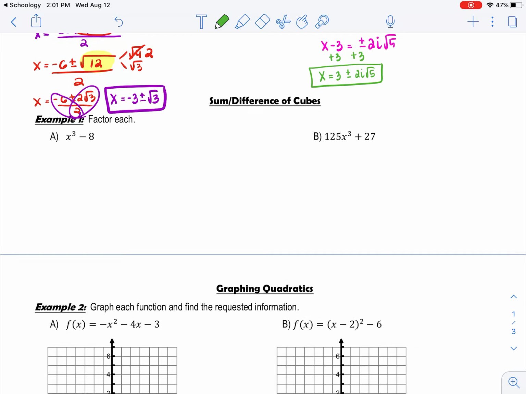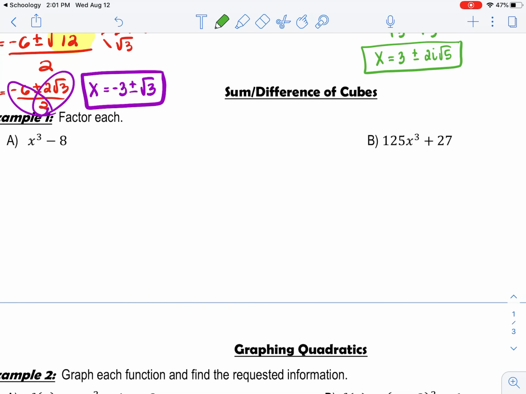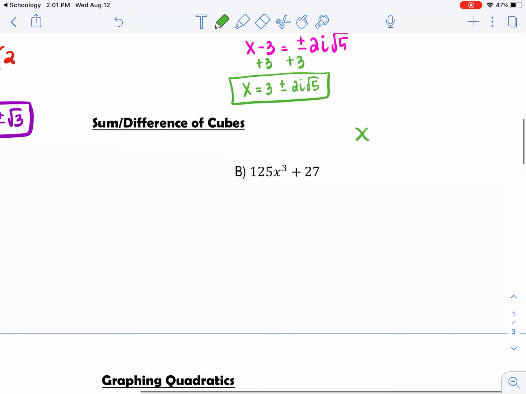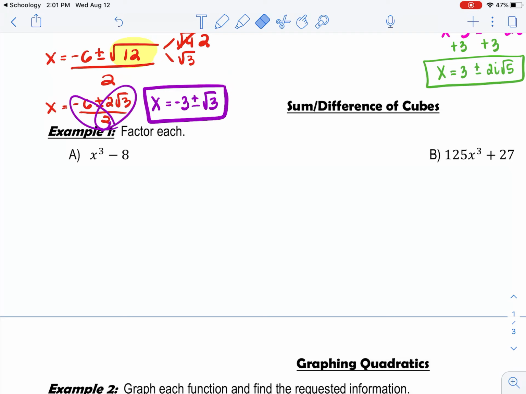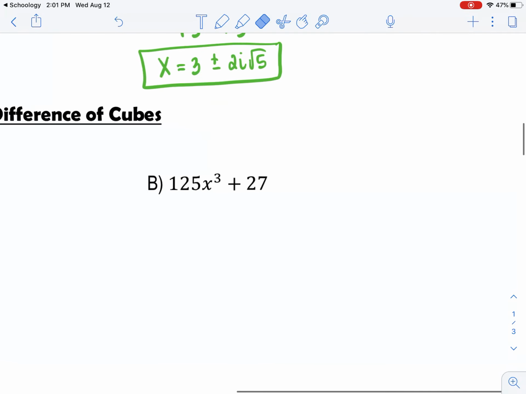Next, we have the sum and difference of cubes, which is a factoring pattern. Just like a difference of squares is a factoring pattern. So just like x squared minus 49 factors to x plus 7 times x minus 7, okay, which is a pattern that we know. These are difference of cubes, which has a special factoring pattern, okay? So let me explain that special factoring pattern real quick.